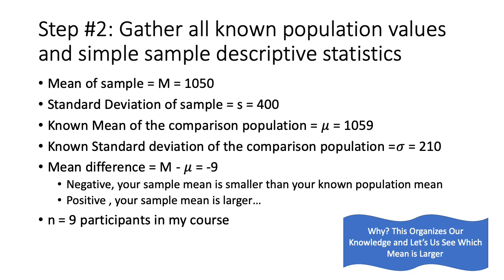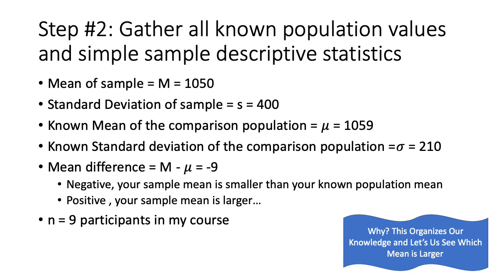My mean difference, which is the thing I really care about, is 1050 minus 1059. That's a -9. The negative means your sample mean is smaller than your known population mean. Positive, your sample mean is larger. Ultimately, you can take the absolute value here, but it's important to know, and we can see this by just looking at these two numbers: my 1050 is 9 SAT points smaller than the known population score of 1059.